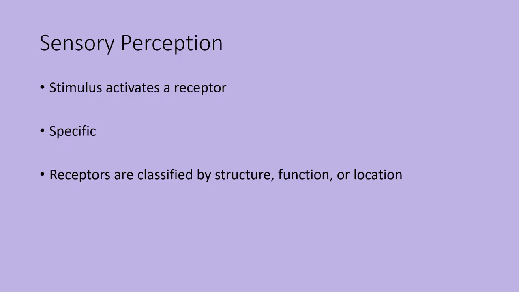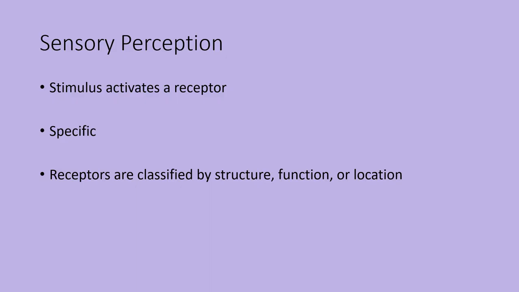So with sensory perception, we're talking about a stimulus that activates a receptor cell. It's very specific. So if the receptor detects cold temperature, it will not detect hot temperature. If it detects very light touch, it doesn't detect deeper vibrations or deeper pain. So they're very specific in what they can detect.